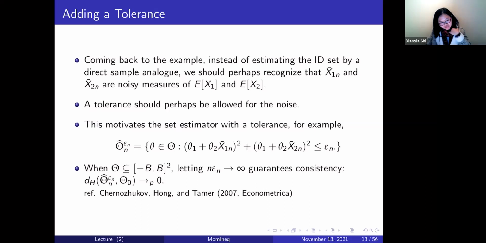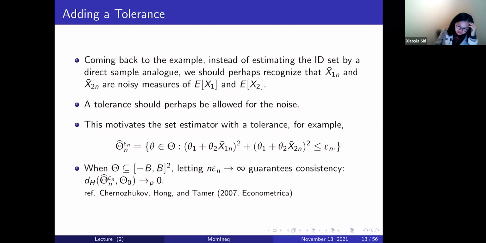As you can see, the argmax set or the sample analog estimator for the identified set usually doesn't work. One idea is, since the sample analog estimator is too small, can we just expand it in some way so that it's not too small? This idea is adding a tolerance. You first construct a criterion function like a GMM criterion function, and instead of requiring this criterion function to be 0, you allow a positive tolerance.